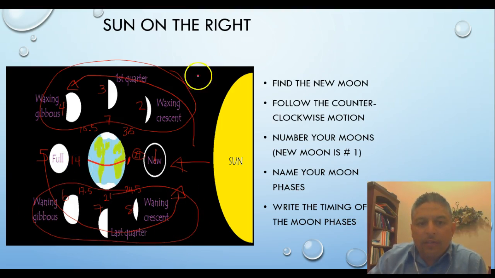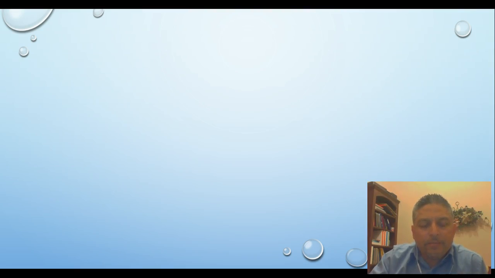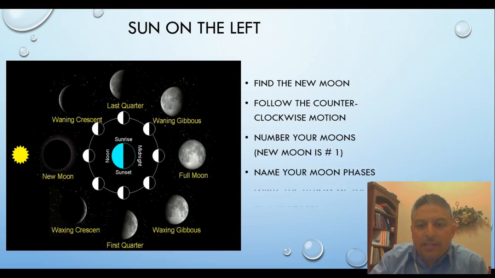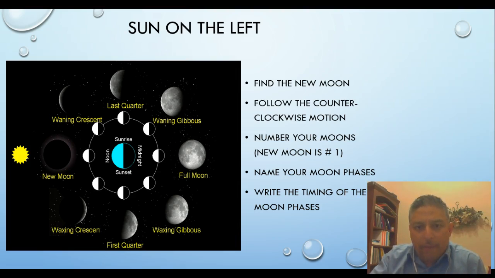Okay, how to recognize them? Well, all the waxing moons have the lid on the right, and all your waning moons have the lid on the left. That's how we recognize them. The sun on the left follows the same strategies. We're not going to go over them right now, because we have covered them before. Alright, so find the new moon, follow counterclockwise, number your moons, name, write the timings, and that's it.